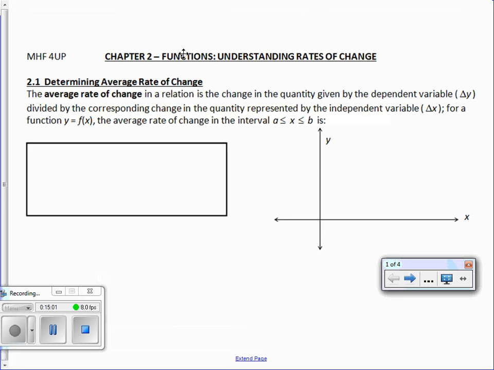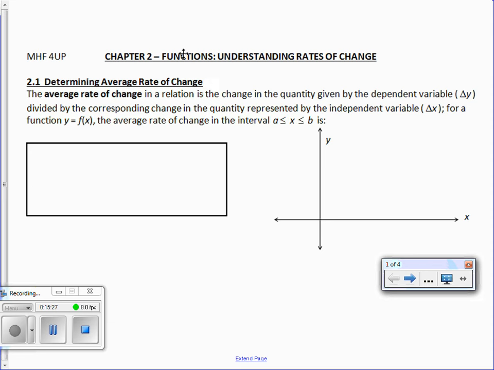So, rates of change. We've been studying rates of change since pretty much grade 9, because a rate of change is just how fast a graph changes. Can you think of something that would, well, let's look at this definition. Determining average rate of change.